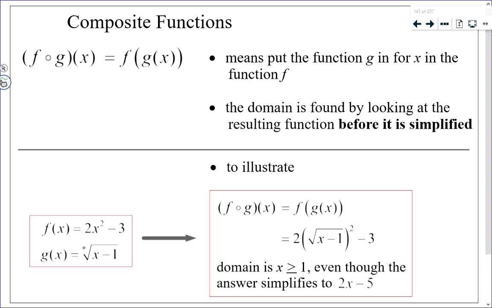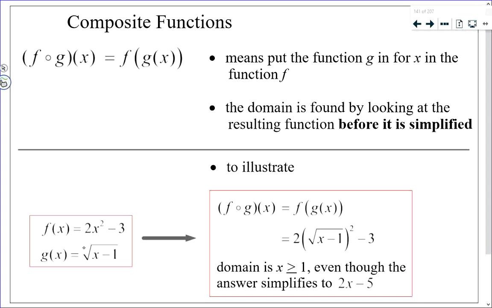But the domain is still restricted by that radical. X minus 1 must be greater than or equal to 0, which means x has to be greater than or equal to 1, even though if we were to simplify that, it would simplify to 2x minus 5.